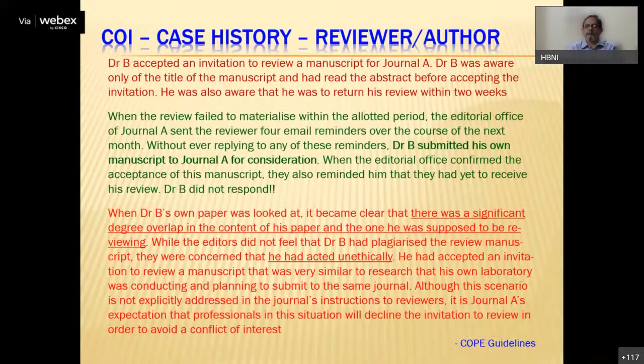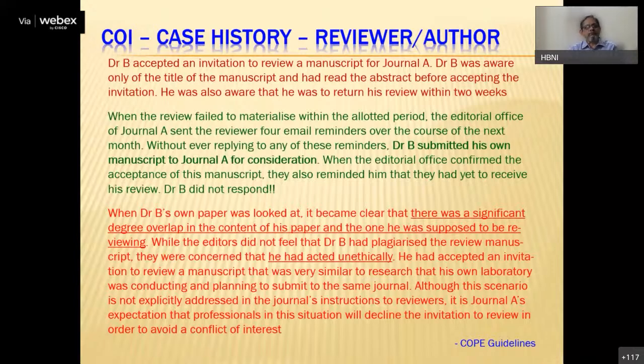So when he decided to accept the manuscript, what were the things known to him? He was not even told the names of the authors. He knew the title of the manuscript. He also knew the abstract of the manuscript. On the basis of these two, he accepted to review the manuscript, and he also accepted that he will submit his review within a period of 2 weeks. So 2 weeks elapsed, and the review failed to materialize within that time.